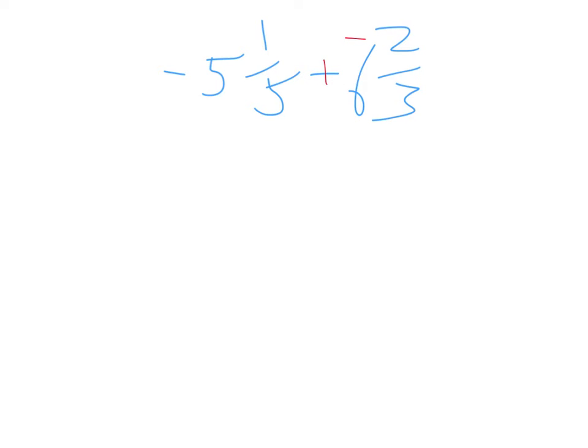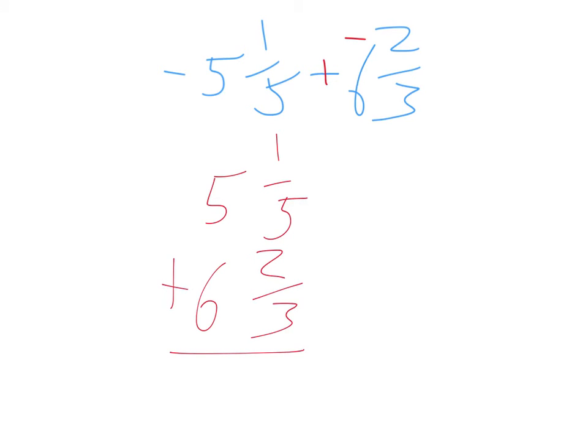In the addition rules, if I have two numbers that are negative, I add them together and the answer will still be negative. So in this case, I'm going to add 5 and 1/5 and 6 and 2/3, their absolute values, whatever my sum is, put a negative sign in front of it, and there's my answer. So I add 5 and 1/5 plus 6 and 2/3. I'm going to add those together.